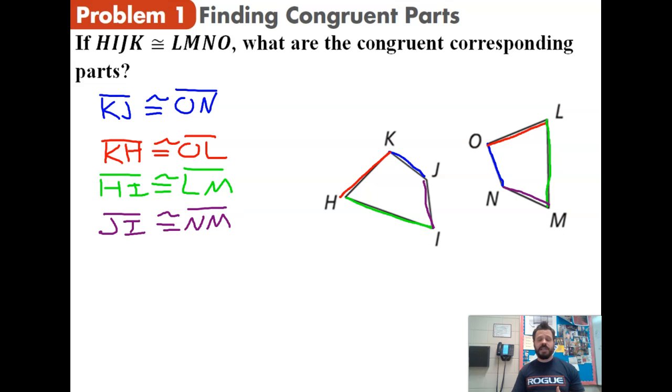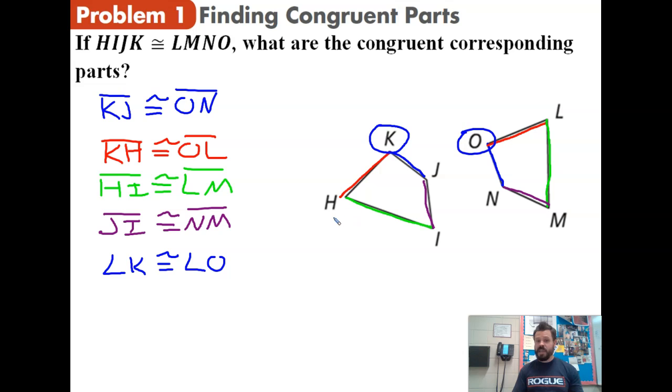All right, so when I say these two polygons, these four-sided quadrilaterals, are congruent, that means all four sets of corresponding sides are congruent. And it also means all the corresponding angles are congruent. So for example, if we look at angle K, it looks like it corresponds with angle O. So that means that angle K is congruent to angle O.